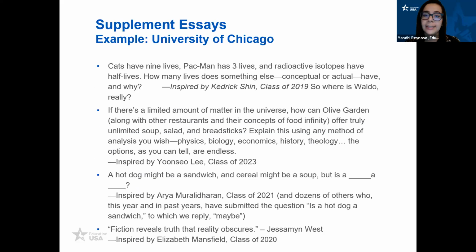But then there are other supplemental essays, where institutions will tell you specifically the question or the prompt that you need to submit. This is just an example from the University of Chicago. The University of Chicago is known for having students write very different, very weird or very creative prompts. As you see, I'm going to read just one: a hot dog might be a sandwich, and a cereal might be a soup, but is a blank? And that will be your prompt. You need to come up with blank and blank. So as you can see, they're very creative, and it's a way for institutions to learn about your creativity and also your critical thinking, your problem solving, etc.